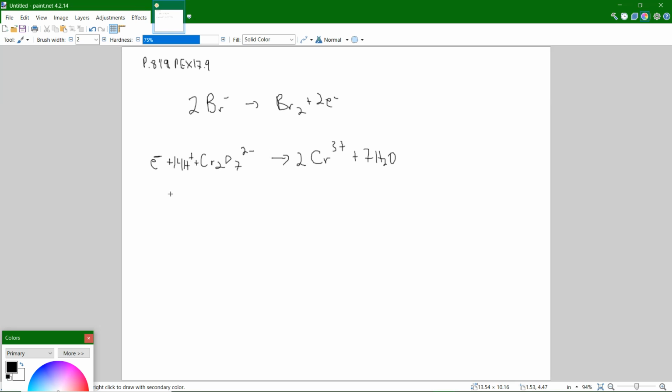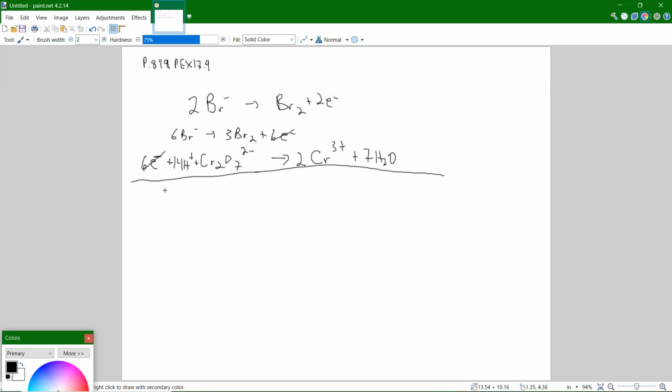Now, sometimes you can just look, this is a reduction, you can just look at a standard reduction potential table and it's already balanced for you, but not all the entries are there. So this is good practice to go through it this way. And I think I have to have 6 electrons here, and that'll balance it, right? 8, 6, 6, 7, 14, 14, good. Okay, and then I got to take 3 times the Br minus, so 6 Br minus goes to 3 Br2 plus 6 electrons. And now I'm going to cancel out the 6 electrons.